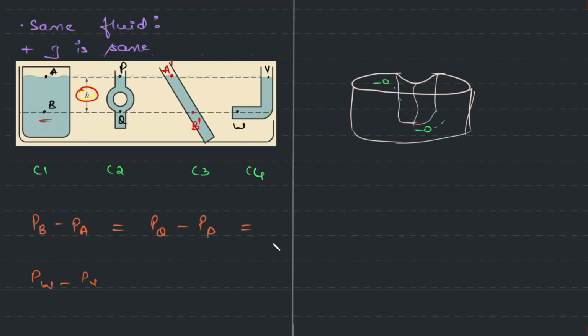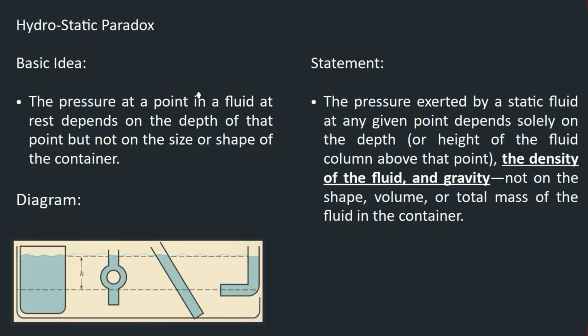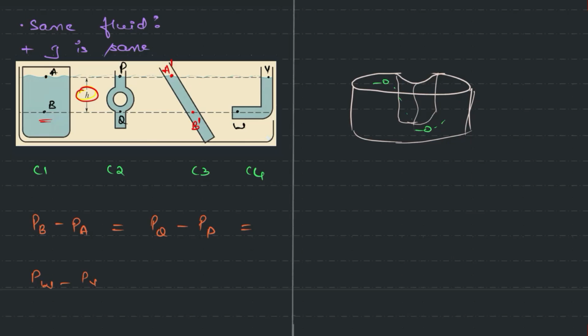I think I started off over here. So what we are looking at is a paradox, a weird scenario. A scenario wherein if you make a YouTube short or questionnaire or whatever on different platforms, and I ask people to choose whether in scenario A or in container 1, the pressure will be more at point B, right? I'm sure most will choose that, but it's not the case. The pressure is equal in all the cases, even though the water or any fluid happens to be the same in all of them.